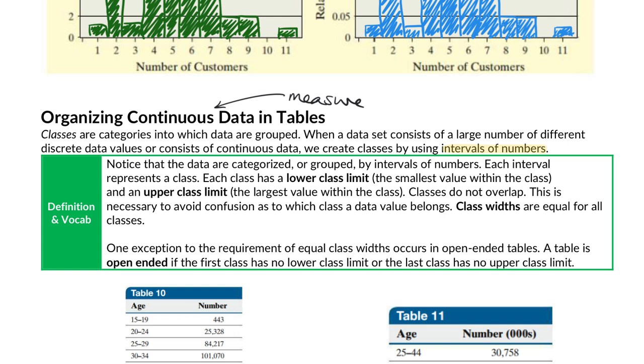Each class has what's called a lower class limit, which is the smallest value within the class, and an upper class limit, which is the largest value within the class. The classes should not and do not overlap. This is necessary to avoid confusion as to which class a data value belongs to. Class widths are equal for all classes. So the interval length is called the class width. One exception to the requirement of equal class widths occurs in what's called an open-ended table. A table is open-ended if the first class has no lower limit or the last class has no upper limit. So it's like you get a little arrow and continue on in one direction.